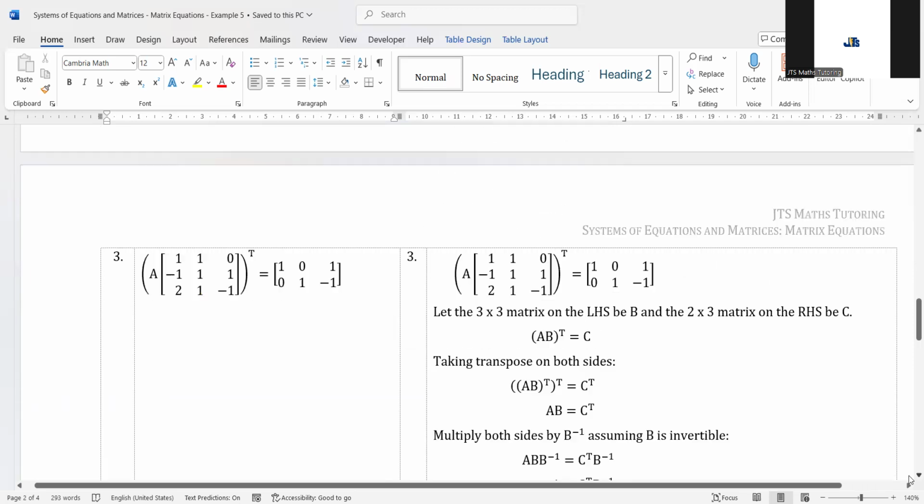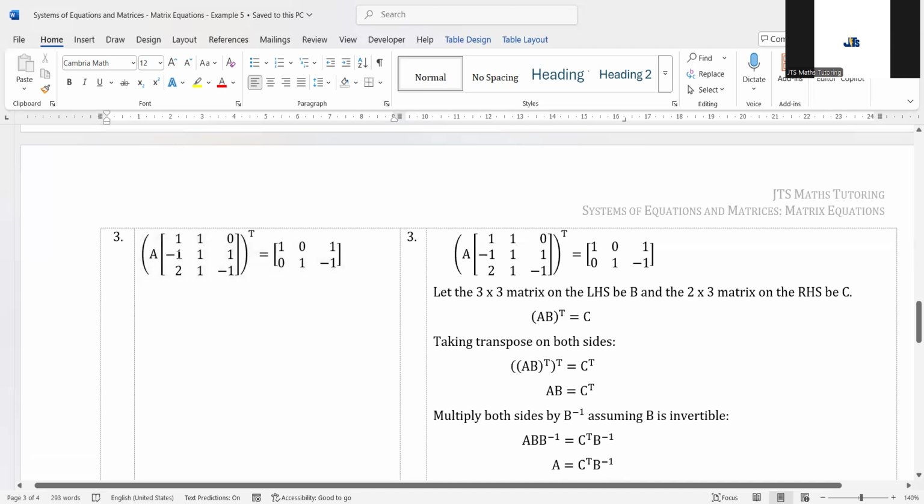Okay, wonderful. This may look intimidating, and you may wonder how you are going to do this. So I just want you to see what I've done here. First and foremost, I wanted to prove whether this can actually be solved. Let this 3 by 3 matrix on the left-hand side be B, and the 2 by 3 matrix on the right-hand side be C. So what this means is that A B transpose is equal to C. If you take the transpose on both sides, this is what you get right here.